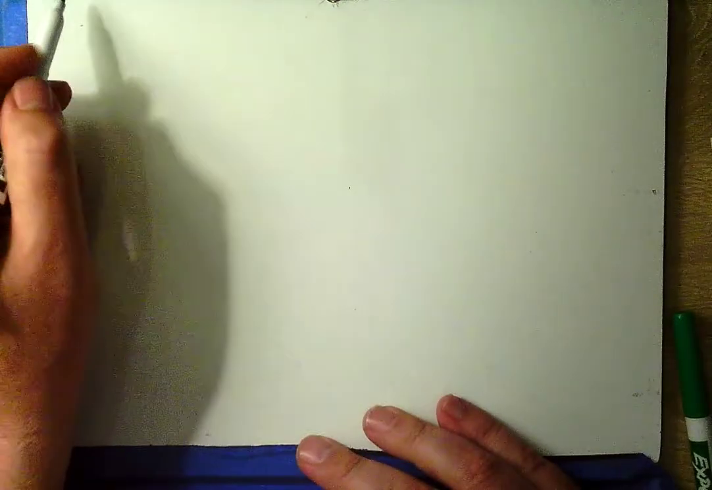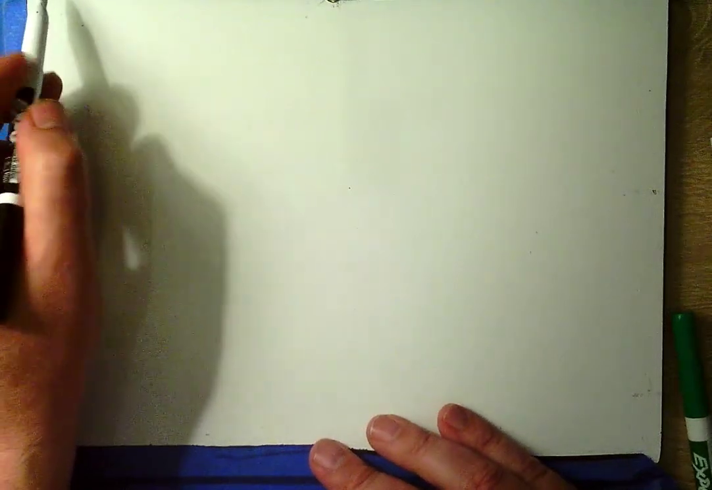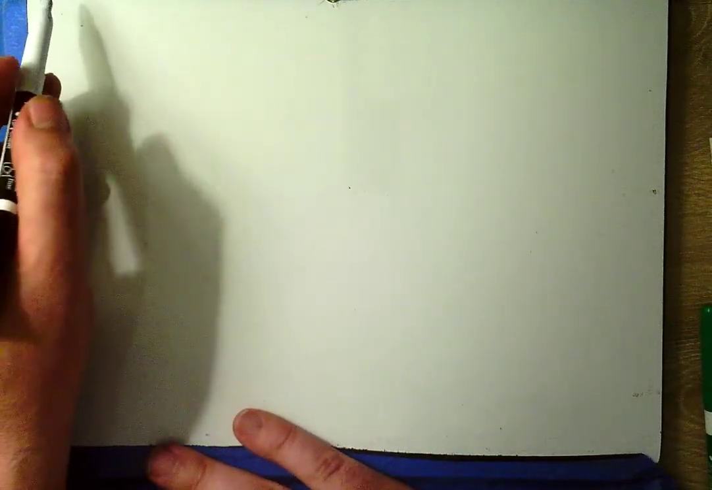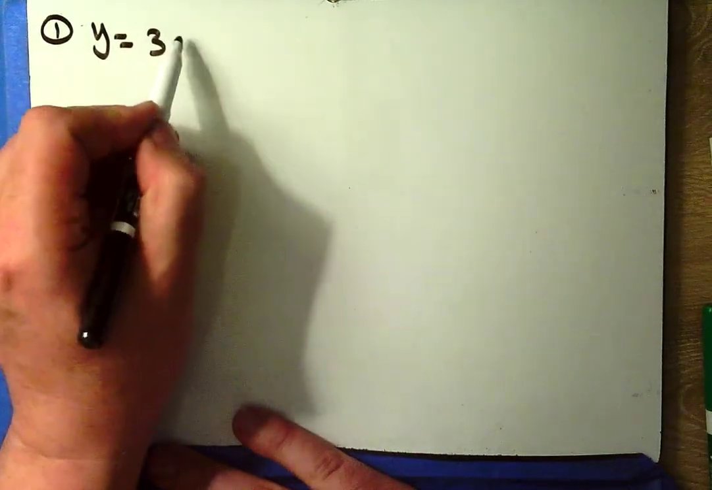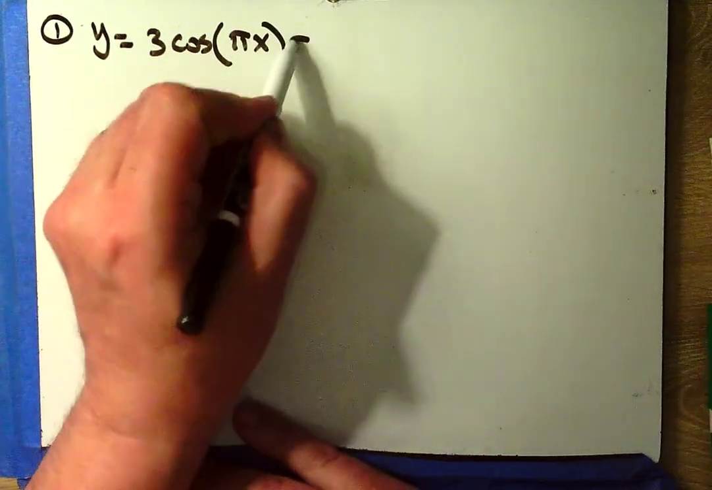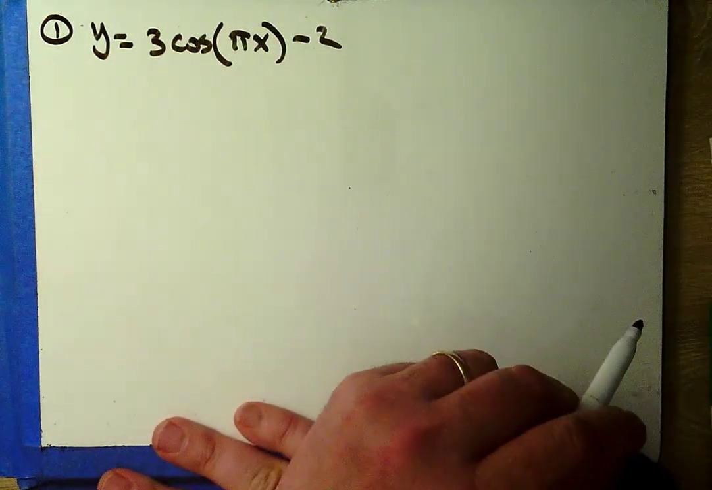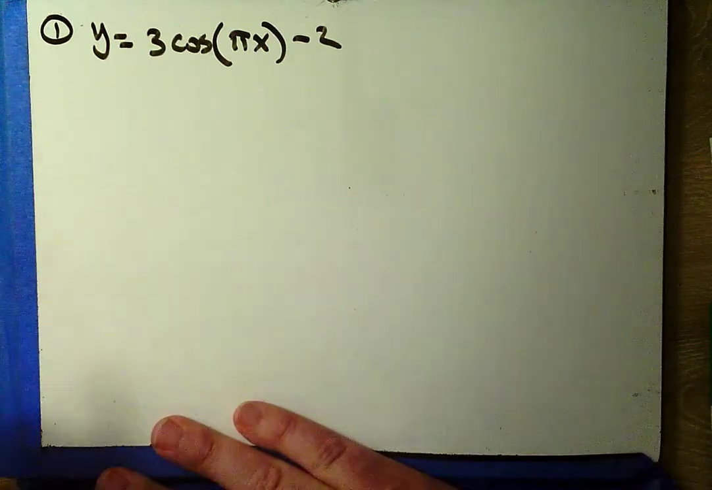Hi everyone. I thought we could go through assignment number 25, trig graphing and inverses review for our test that's coming up. Number 1 says y equals 3 cosine(pi x) minus 2. And the question is, what's the period and the amplitude? And then we're supposed to graph one period of this.